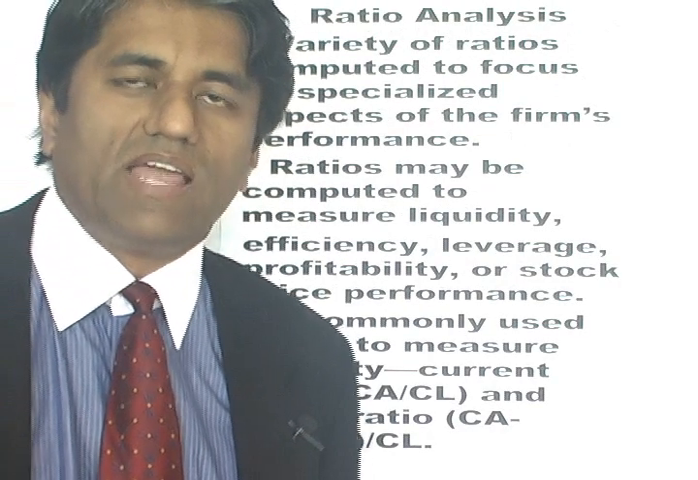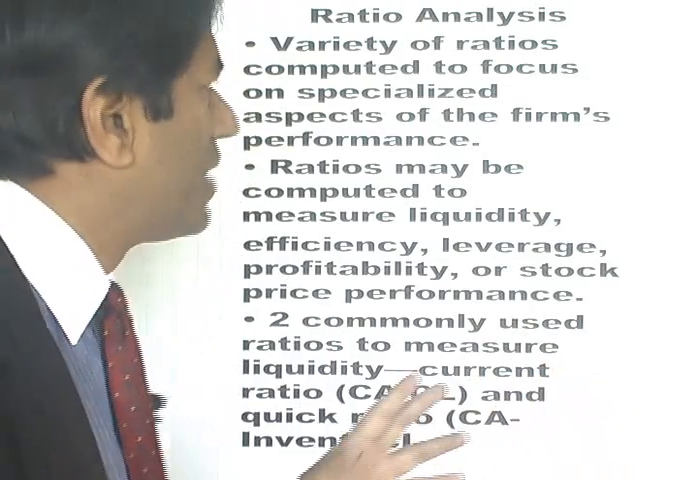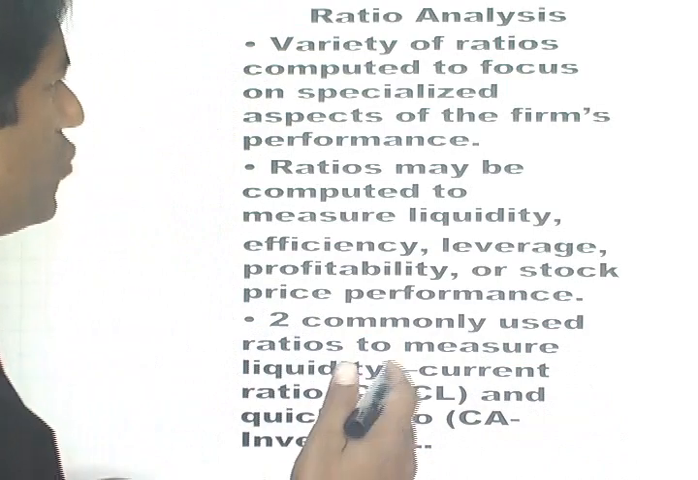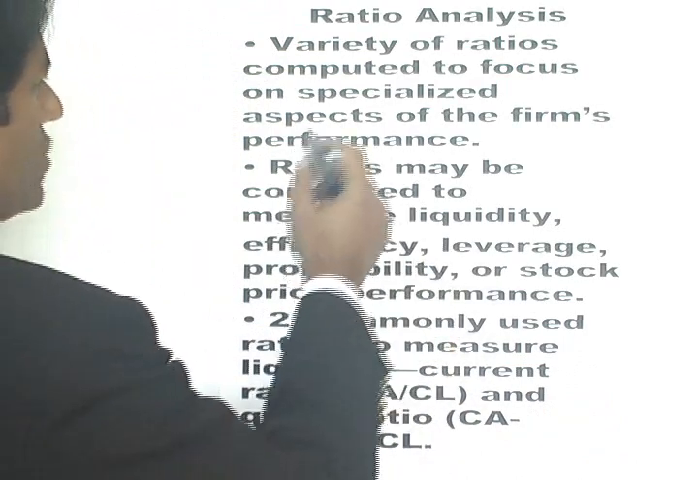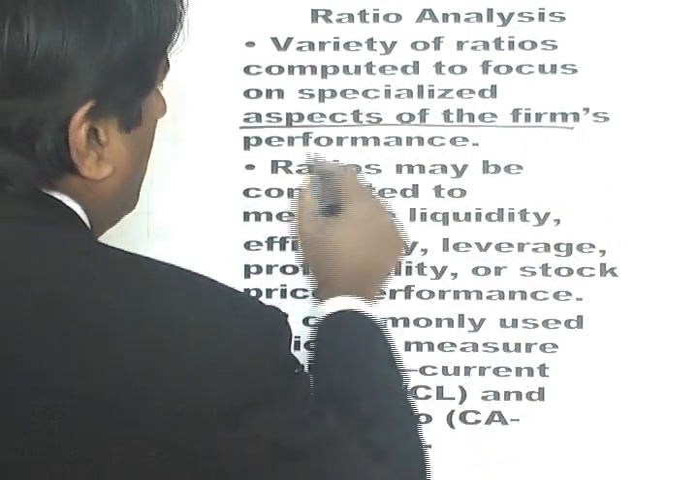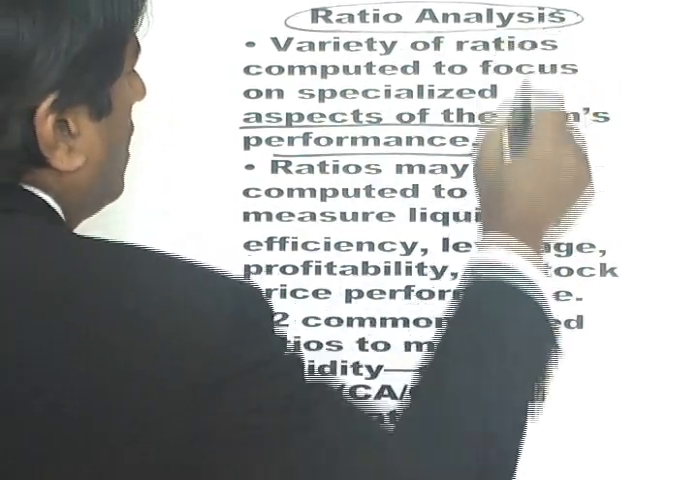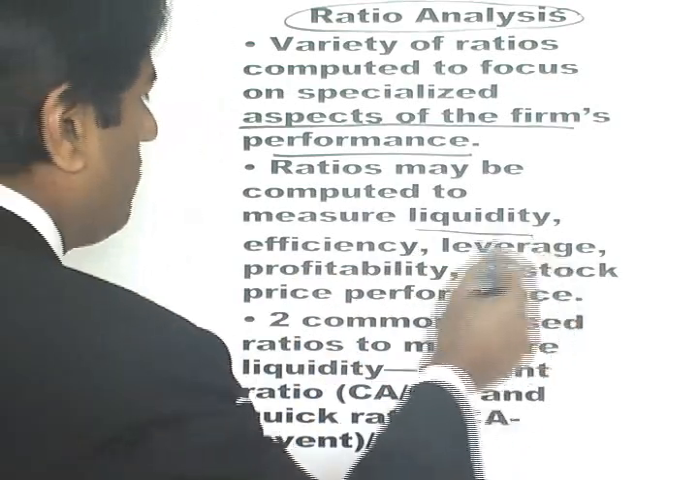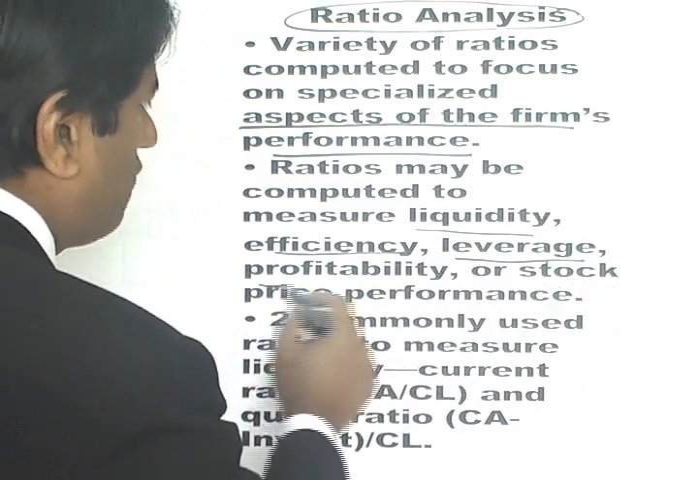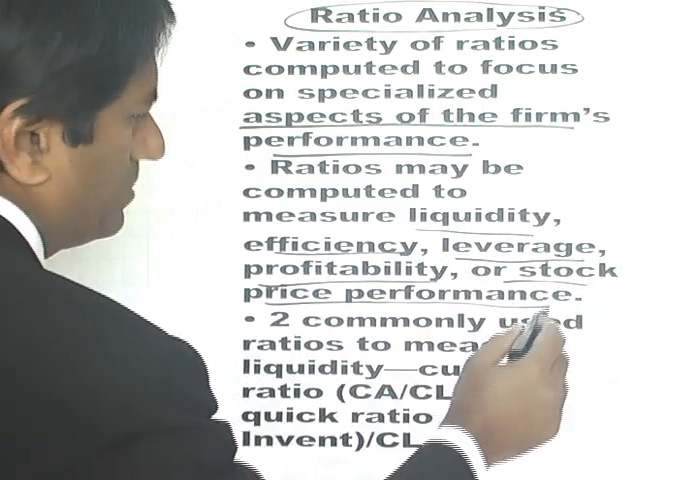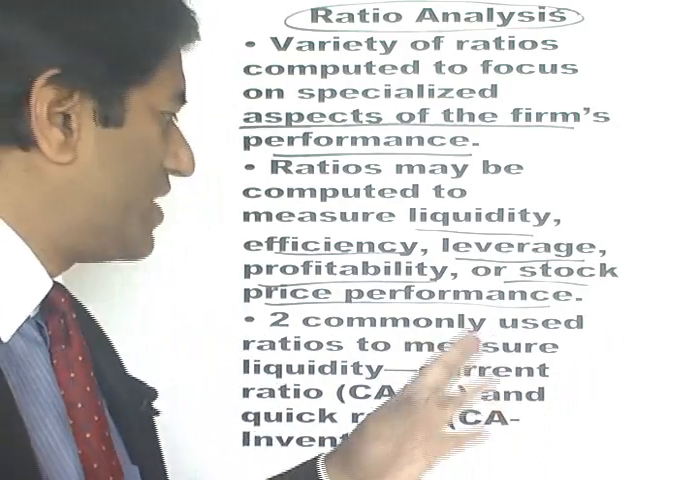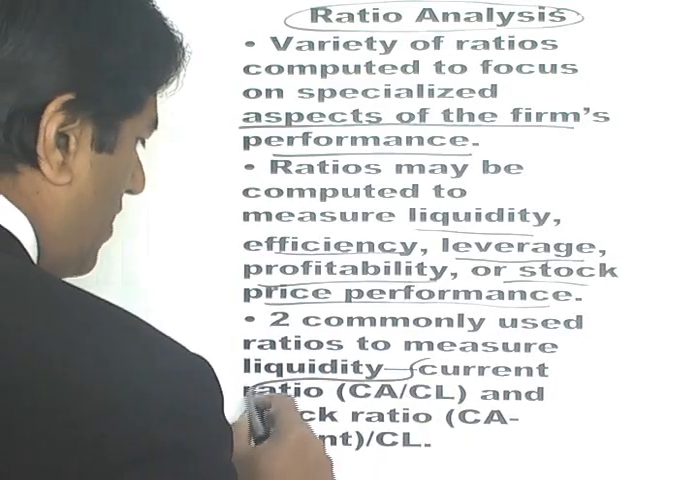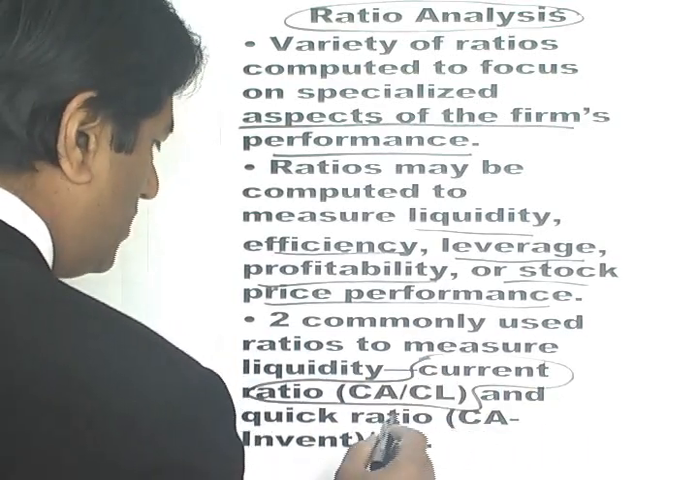So in analyzing financial statements, we have ratio analysis. Now there are a variety of ratios which may be computed to understand different aspects of a firm's performance. Ratios may be computed to measure liquidity, efficiency, leverage, profitability, or stock price performance. We start with two ratios for liquidity, which are the current ratio and the quick ratio.